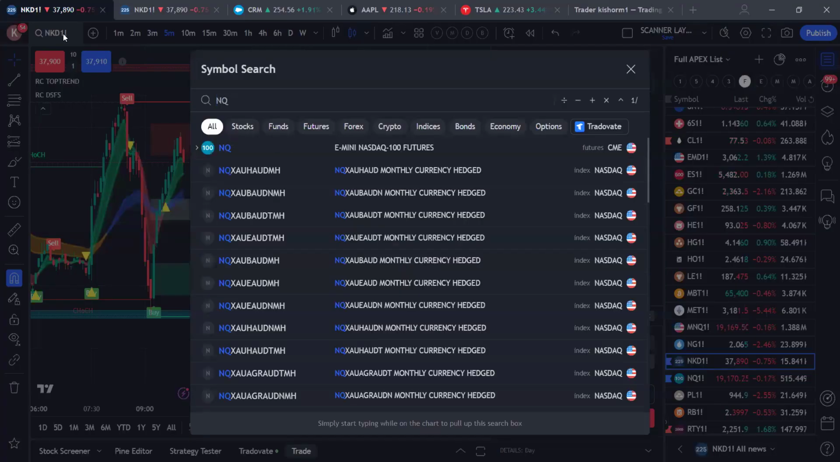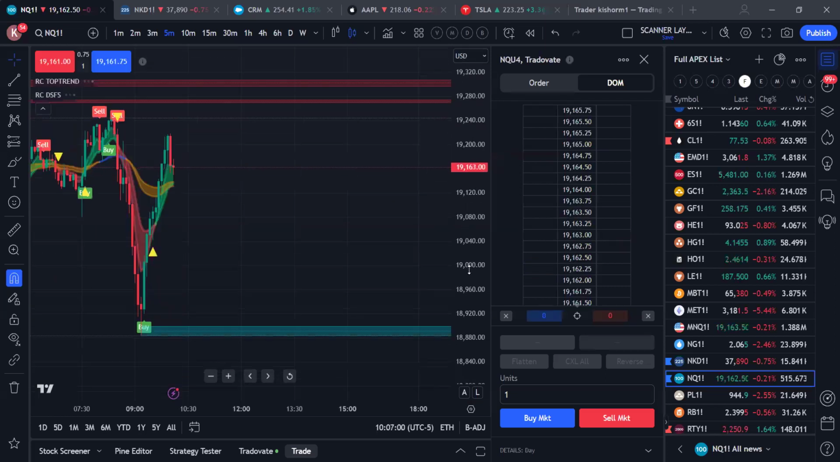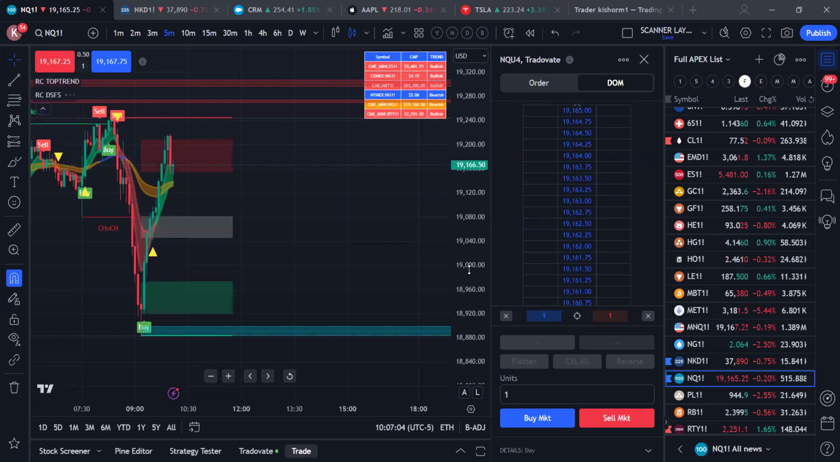If we get confirmation on NQ, then we can also buy the puts. So we are waiting for the sell signal. We can also get QQQ puts.